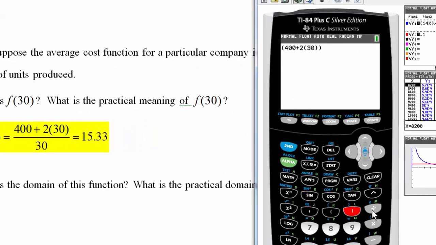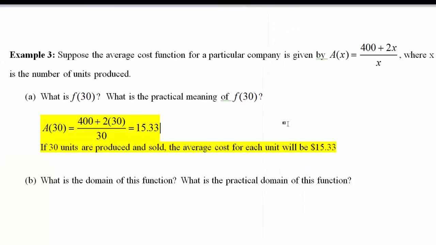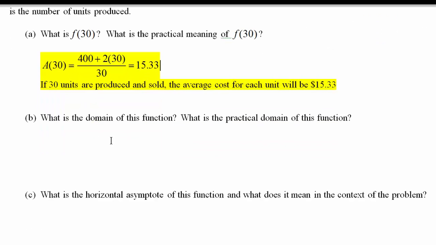So we could graph this, or we could actually just type it the way we see it and press enter. See, we get 15.33. So the practical meaning, well, if 30 units are produced and sold, the average cost per unit will be $15.33. We're then asked, okay, well, what's the domain of this function?